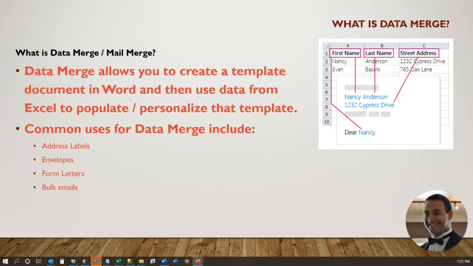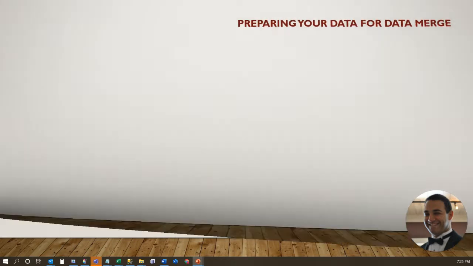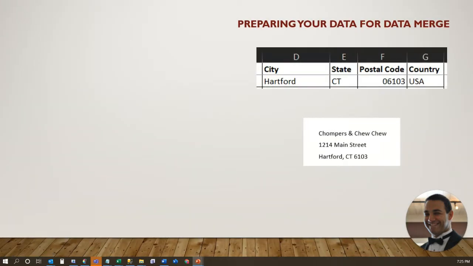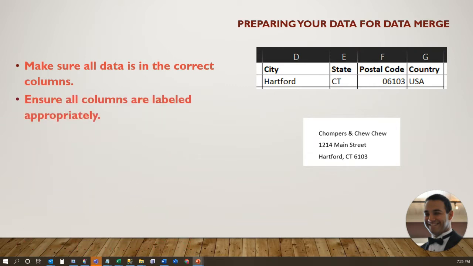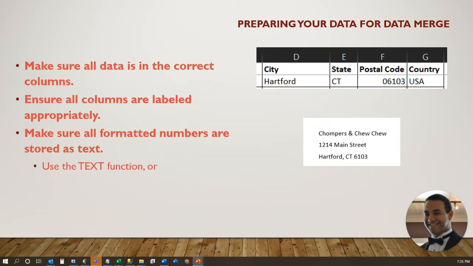Now, before we start data merge, we actually need to make sure our data is ready. Make sure all your data is in the correct columns. Ensure all the columns are labeled appropriately. And make sure all formatted numbers are stored as text. This is really important because formatting in Excel will not transfer to other programs. So you'll need to format your data using one of the following methods, either the text function or saving your file as a CSV.